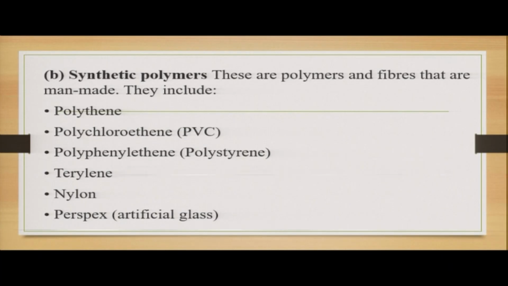The polychloroethene, which is commonly known as PVC. We're just highlighting the examples, but we'll have to look at them and probably give some uses later of each of those. Polyphenylethene or polystyrene, terylene, nylon. This is nylon you are familiar with that is used to make clothes. There are clothes that are made of nylon. And then we have perspex. This is the artificial glass. So all these are some of the examples of the synthetic polymers. They are macromolecules that can be made in industry.